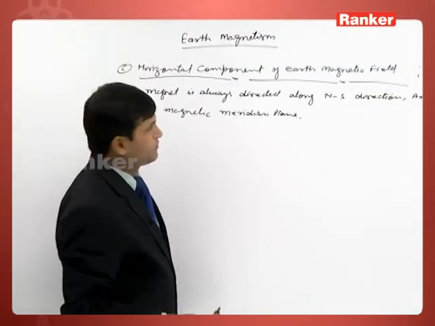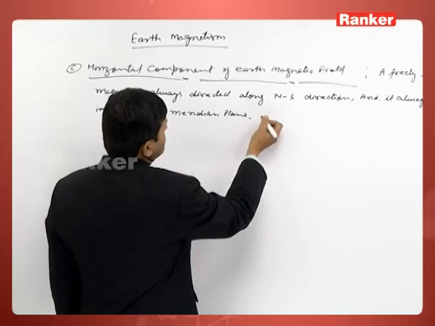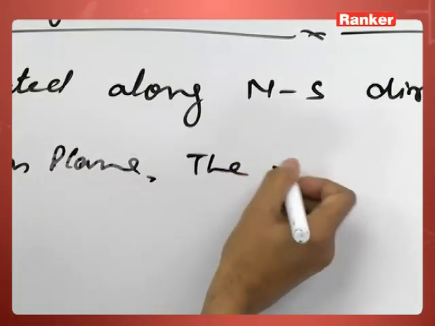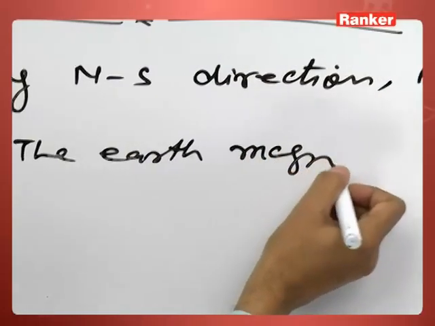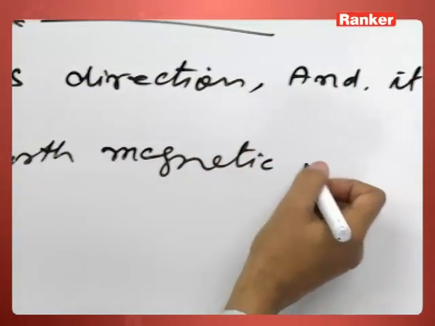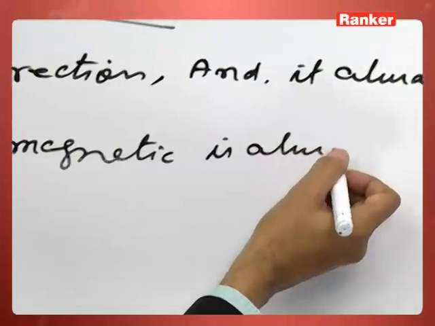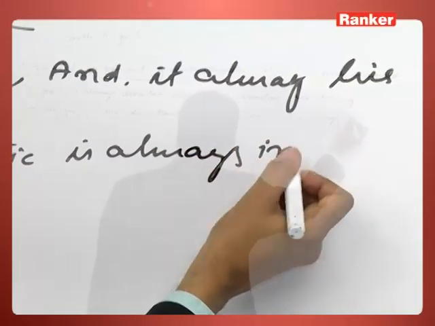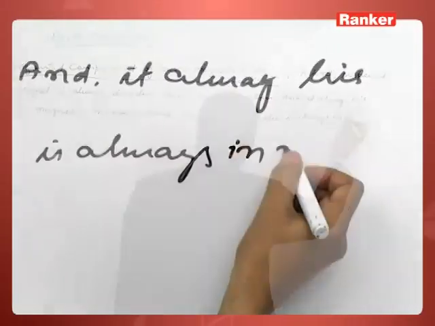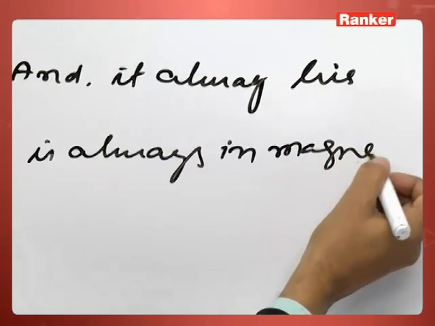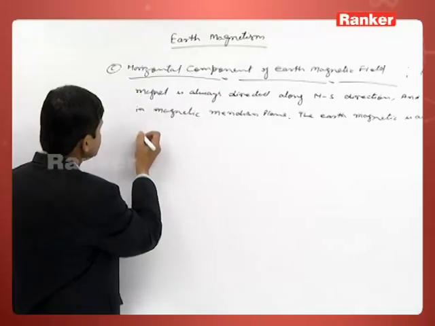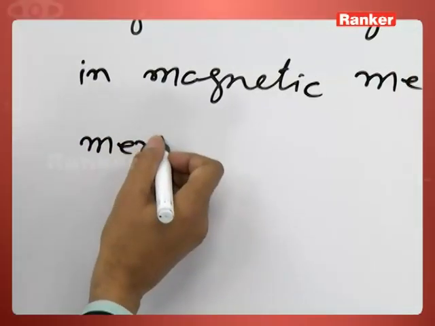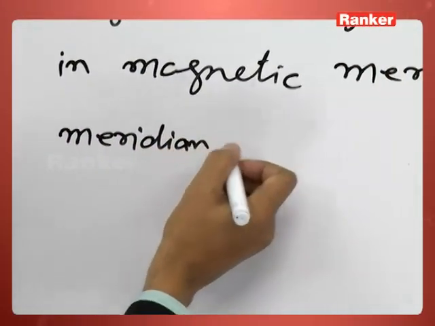So the Earth's magnetic field is always in the magnetic meridian plane.